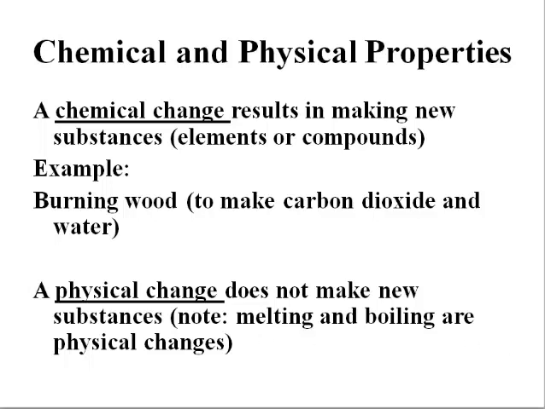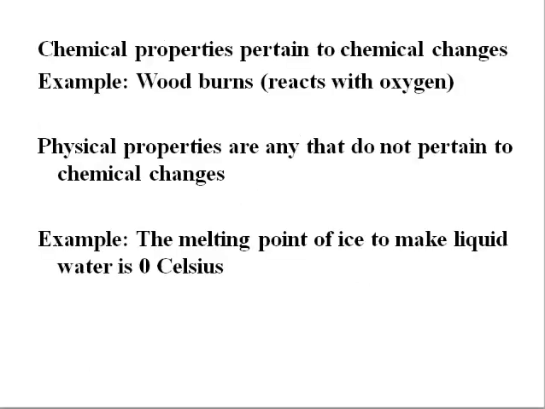If you have these definitions of chemical and physical changes, it's very easy to determine chemical properties and physical properties. Chemical properties pertain to chemical changes. For example, wood burns. We've just seen that that's a chemical change. Physical properties are any that do not pertain to chemical changes. So, for example, the melting point of ice to make liquid water is 0 Celsius. This is a physical, not a chemical property.